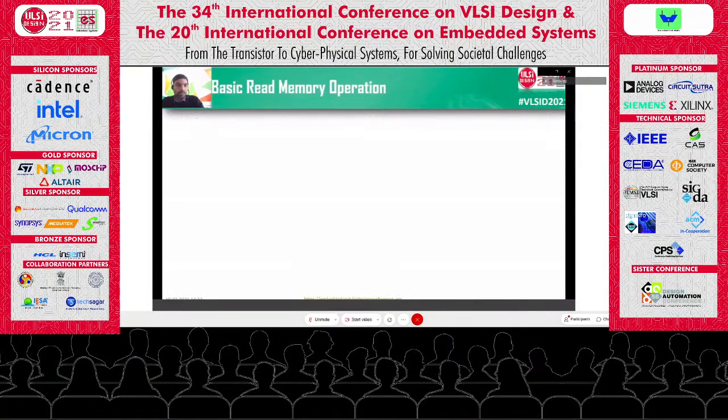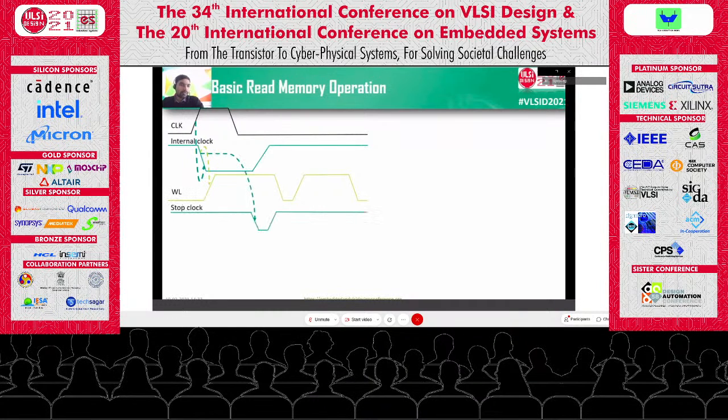Okay, let me quickly go through the basic read memory operation just to show where exactly it is limited. So this is starting with clock, and then we have internal clock generated based on which the entire read and write memory operation would work. We enable word line, and then we enable this stop clock signal. It is actually indicating the duration of the read write pulse that a particular instance size would require.